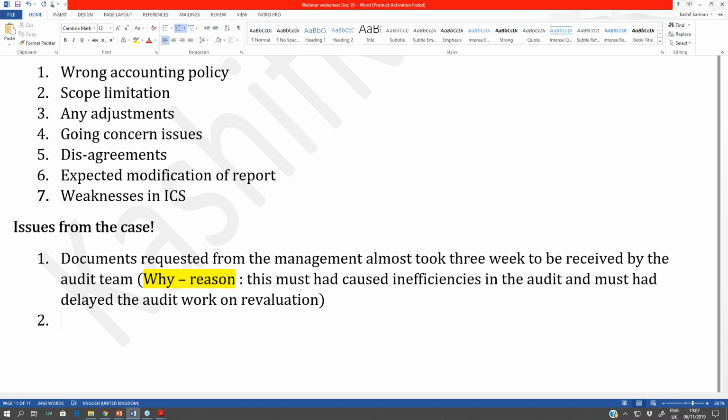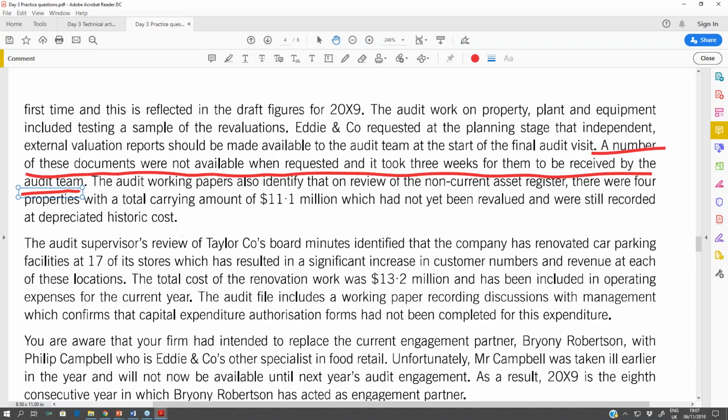Okay, let's read the case further. I'm reading after the red line where I ended, right? So no need to number them, right? I'm just using a sketch answer. So that's the reason I'm numbering them. You need not number them. That's not the way of writing the answer in AAA. I'm just numbering them because I'm trying to identify the number of points. Okay, I'm reading after the red line.